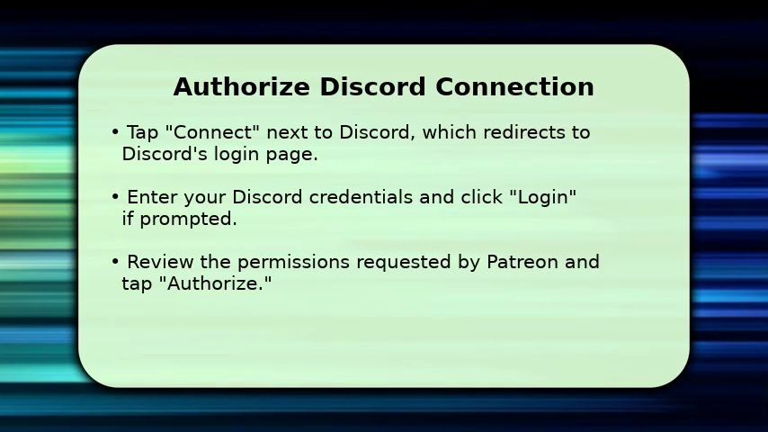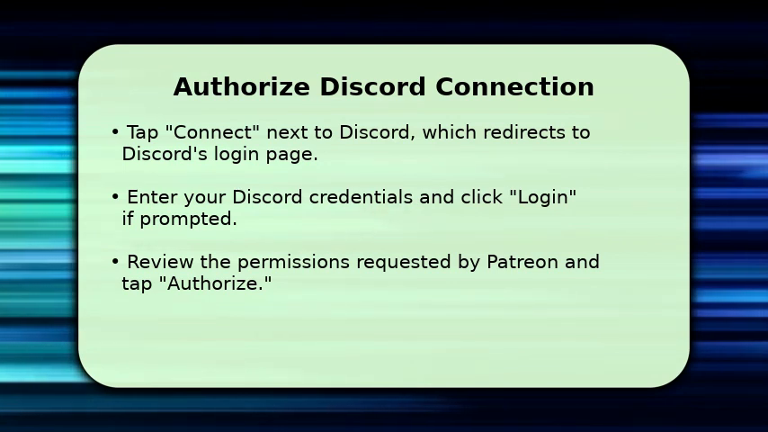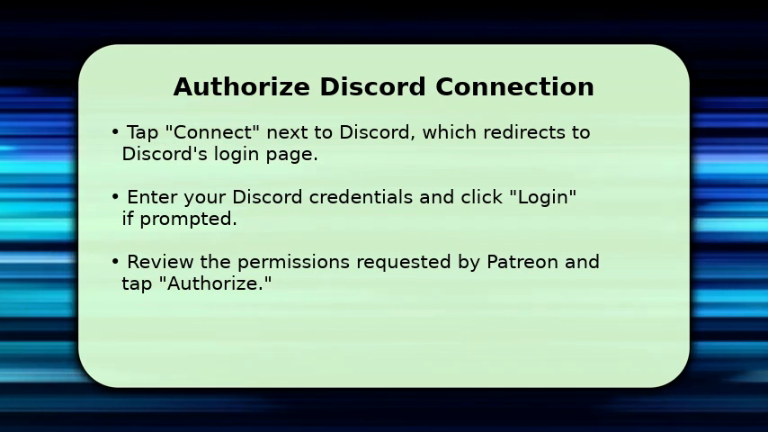After selecting Connected Apps, locate Discord and tap the Connect button next to it. This action will redirect you to Discord's authorization page. If you're not already logged in, you'll be prompted to enter your Discord email or phone number and password. Carefully review the permissions that Patreon requests to manage server roles. Once satisfied, tap the Authorize button to finalize the connection between your Patreon and Discord accounts.